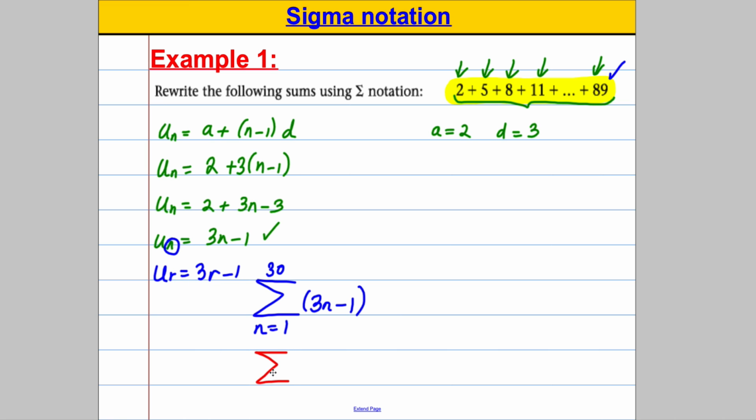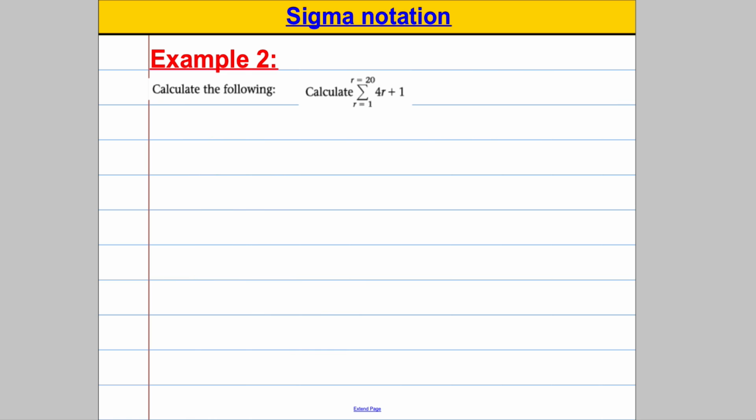The exact same thing, it doesn't matter what letter you use, that could be r from 1 to 30 of 3r minus 1, it's the same thing. But the first thing we needed to do is work out the nth term, or the general term of a sequence, and then sum it and find the number we start at for our n or r and the number we end at for our n or r.